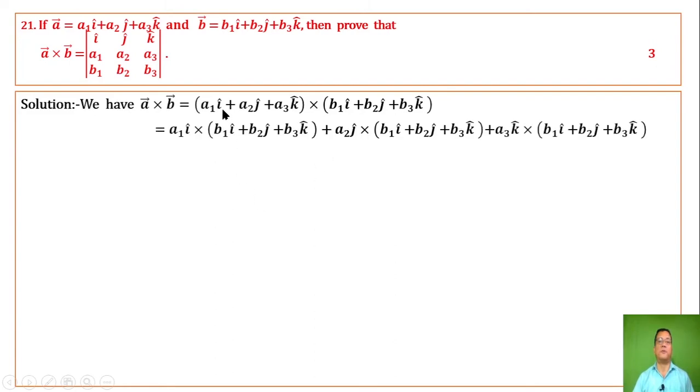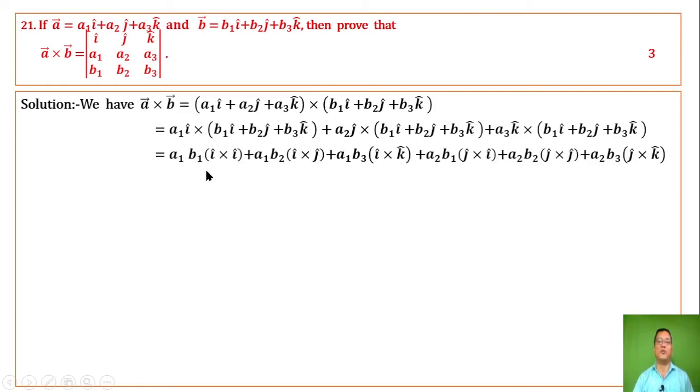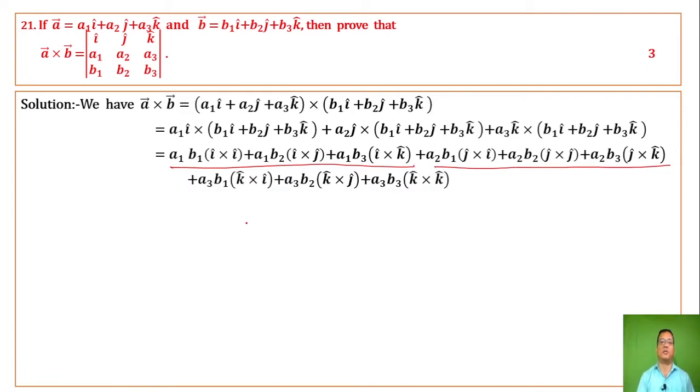By the distributive property, a1 i cap cross the whole vector, plus a2 j cap cross the whole vector, plus a3 k cap cross the whole vector. Taking a1 i cross, we get this expression here, then a2 j cross, we get this expression, and a3 k cross, we get this expression, and the underlined terms here.